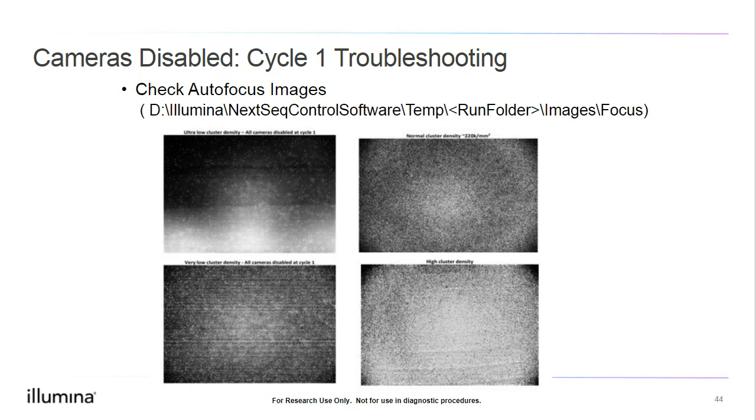The 4 clustered images here show a range from severely low cluster density to very high cluster density. Clustering failure and severely low or high cluster density can cause a camera disabled error because the cameras cannot properly focus on clusters on the flow cell. So check these images as a first troubleshooting step. Since the Temp folder gets rewritten when another run begins, I advise saving these autofocus images to a location other than the Temp folder before starting another run.